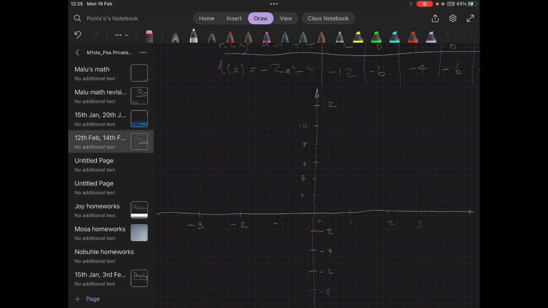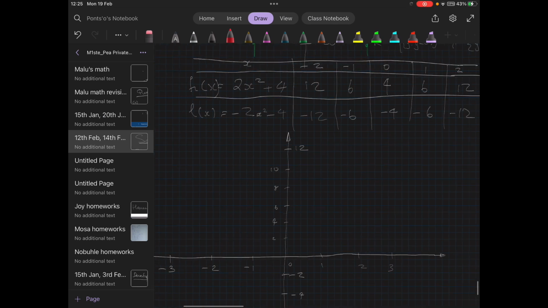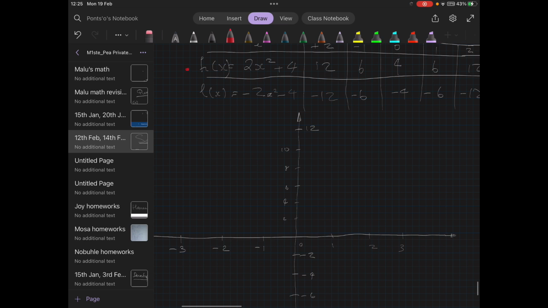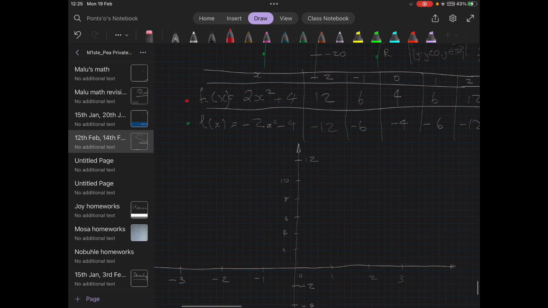Alright. That means use the red one for the first one. So red is h of x and green is L of x. So start with h of x. At negative 2, and just do this so it's not confusing. Negative 2, yeah. We'll use the red. So at negative 2 we have 12.